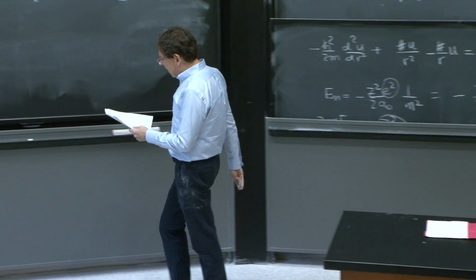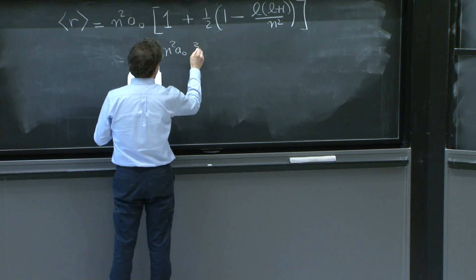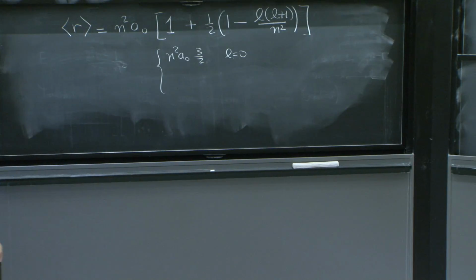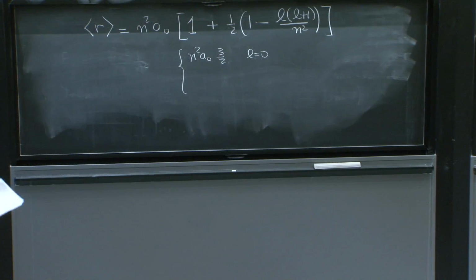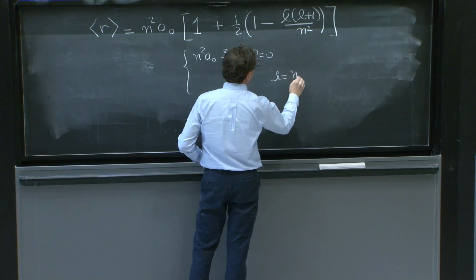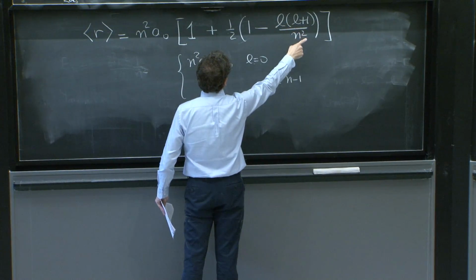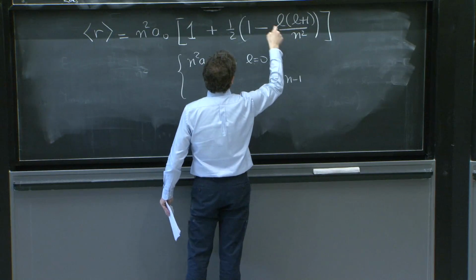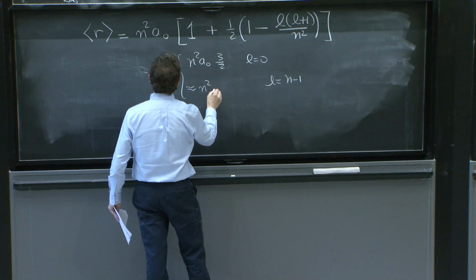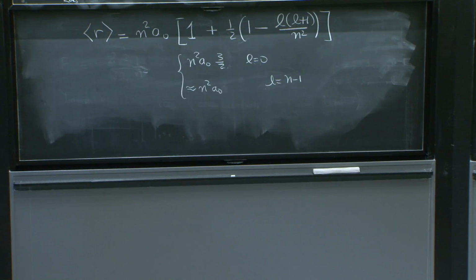To get an idea, this is equal to n squared a naught times 3/2 for L equals 0. When L is equal to 0, you see this whole bracket becomes 3/2. And for the maximum L, L equals n minus 1, this is roughly 1, this is roughly 0 to a good approximation, but not exactly. It becomes n squared a naught with corrections that are very, very small. It's pretty accurate.